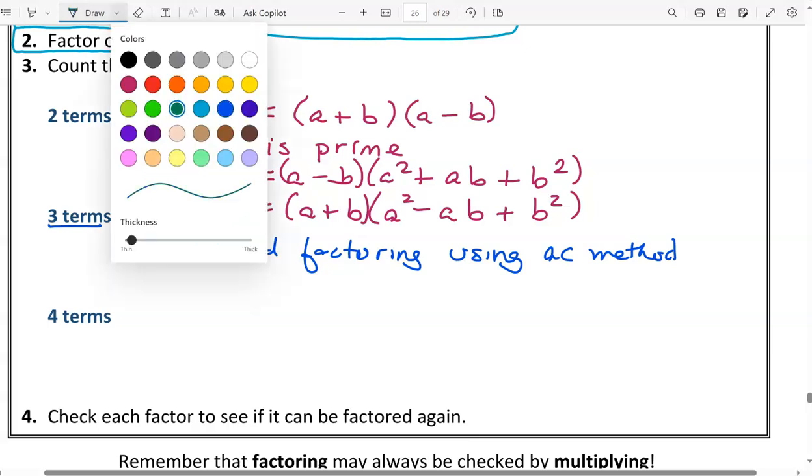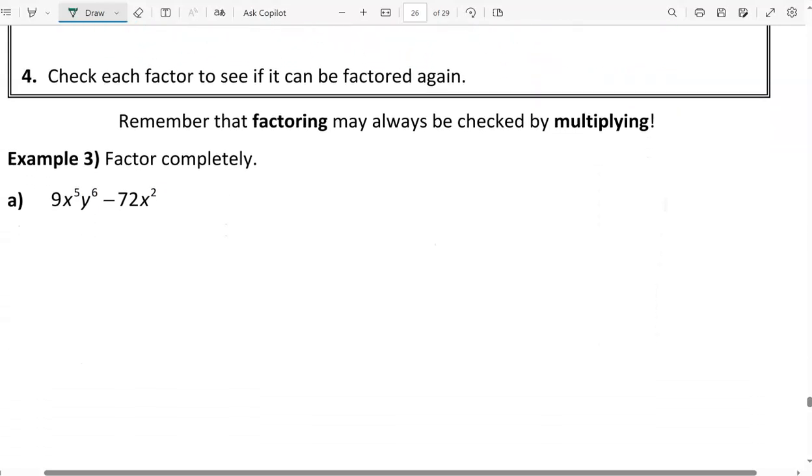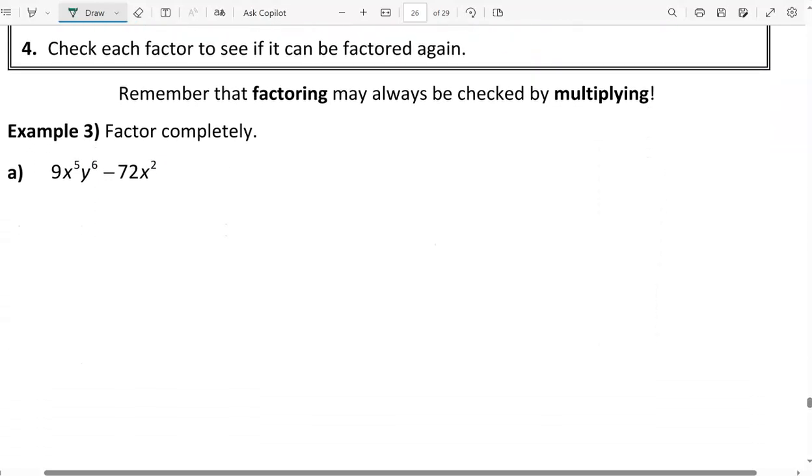If the remaining polynomial has 4 terms, then we're going to use factor by grouping. Remember that each time you factor, we must check the remaining factors to see if any of those can be factored again. And that factoring may always be checked by multiplying. So now let's put this into practice in example 3a.